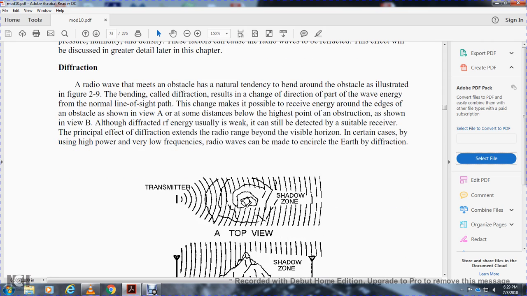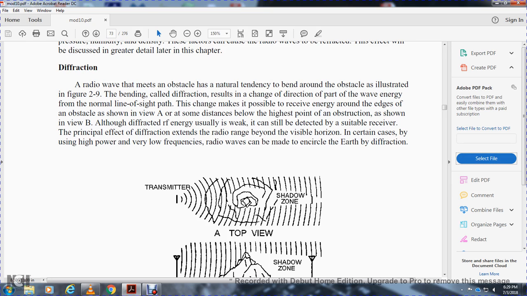Diffraction. A radio wave that meets an obstacle has a natural tendency to bend around it, as illustrated in Figure 2.9. The bending, or diffraction, results from a change in the direction of part of the wave energy along the edge of the obstacle's path. The change makes it possible to receive most of the energy around the edge of the obstacle, shown in view A, or some distance above the highest point of the obstruction, shown in view B.